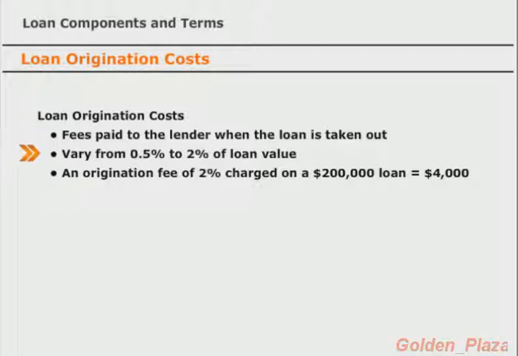Origination fees can vary from 0.5%, or half a point, to 2%, or 2 points, of the loan amount, depending on whether the loan was originated in the prime or the subprime market. For instance, an origination fee of 2% charged on a $200,000 loan would total $4,000.